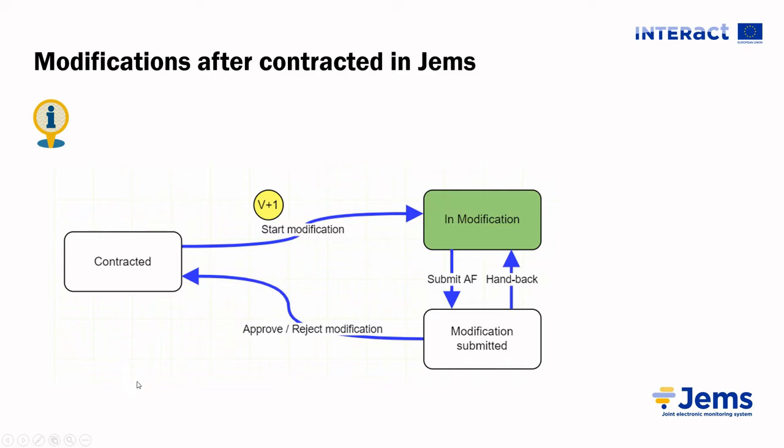Then for modifications after contracted in Jems, the project would of course be contracted, so no longer approved but contracted, and the modification status flow is identical. So you see that there are two different statuses, but they basically mean the same. So you could start a modification again as a program user, which creates a new version. Then the project would go into the status in modification. So not in modification pre-contracted, but in modification.